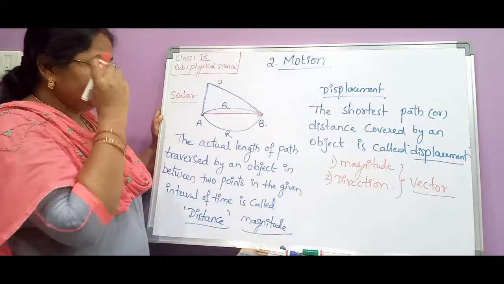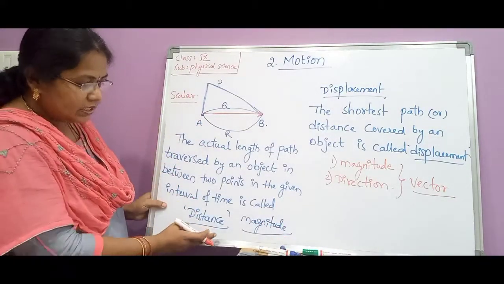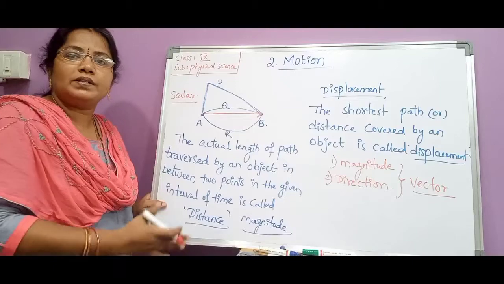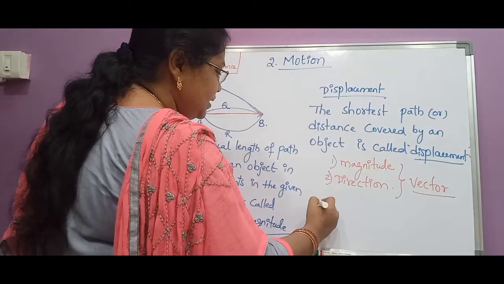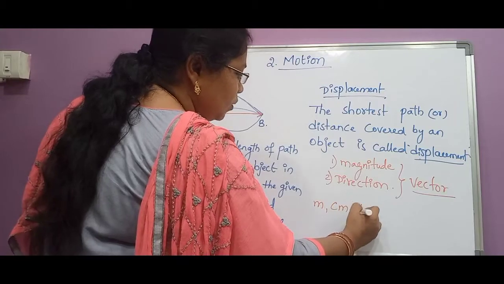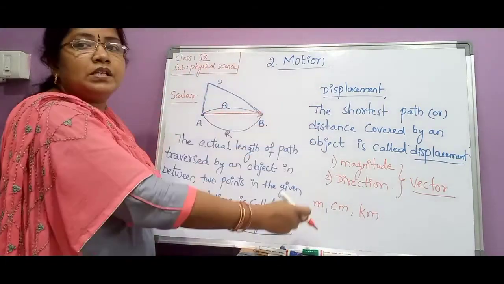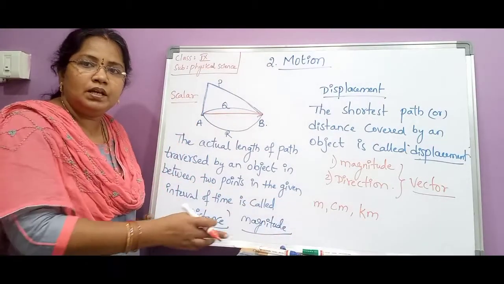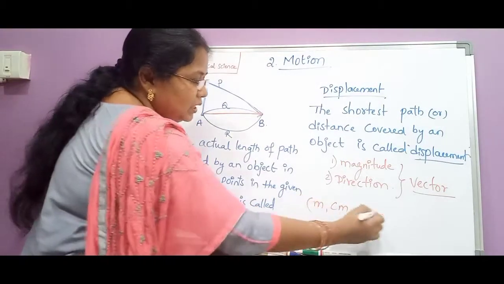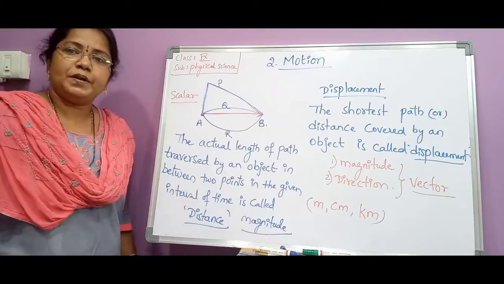Okay, and next we will see the units. What are the units? Distance is measured in meters or centimeters or kilometers. Displacement units are also the same. They may be meter or centimeter or kilometers, anything we can tell. Okay, this is about the units of distance and displacement.